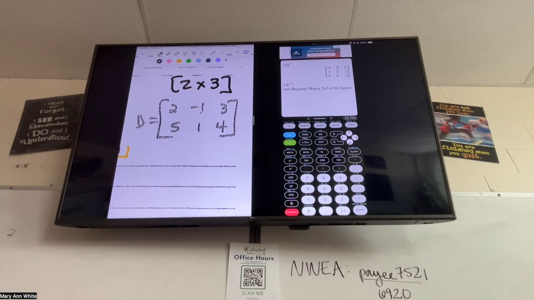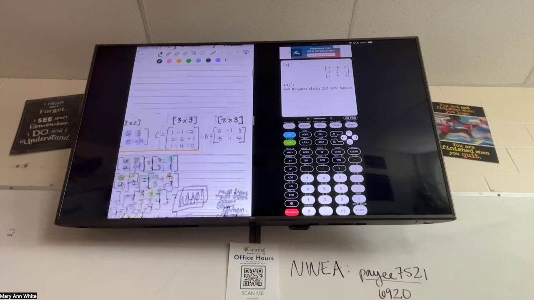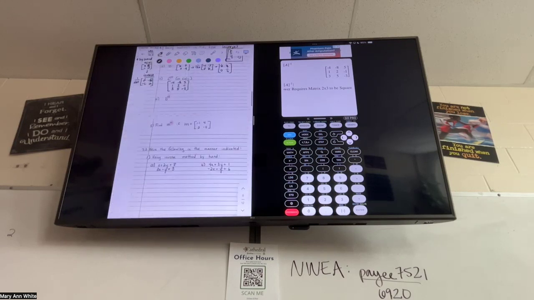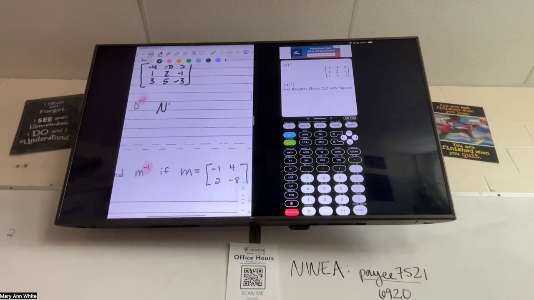I got an error message. Did you guys get an error message? It has to be a square. Now, you could have looked at D and been like, it's not a square and just immediately said no and kept moving. But you also could have forgotten that you had to use a square and it would still correct you. It'd still tell you that it says answer matrix power requires matrix 2 by 3 to be a square. So there are wrong dimensions there.